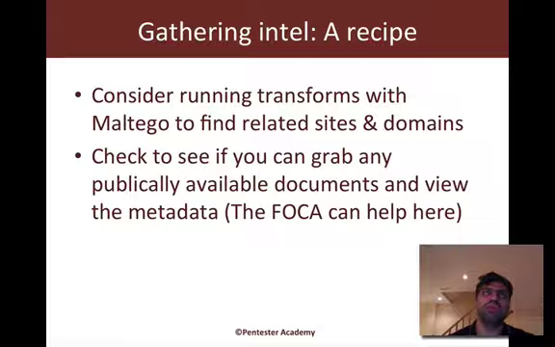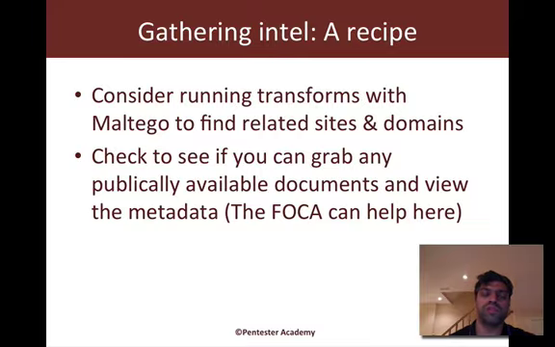Now, a reminder, Maltego is not going to do all the work for you. It will make things easier, however. You can do the same sort of thing with the Google search, but it can take longer, and Maltego can help with that. It can also help you identify other related domains and things which may not be found as easily.